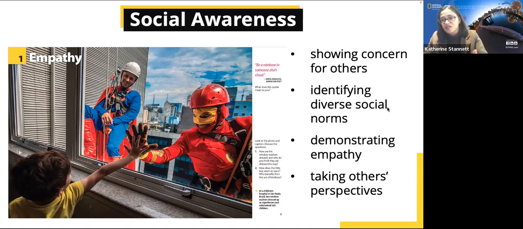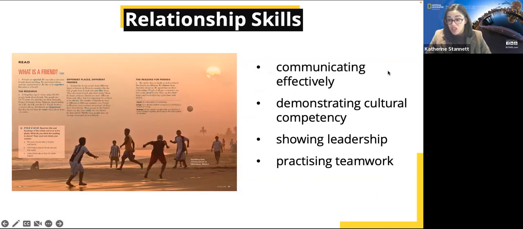Demonstrating empathy, which is similar to showing concern for others, means that you're understanding that other people have different kinds of emotions and you're trying to understand those, and equally taking others' perspectives. So it's just that beginning where you're looking outside of yourself and understanding how the people around you work and feeling for them. And then the second of these two social things, if we move on to the next slide, is relationship skills.